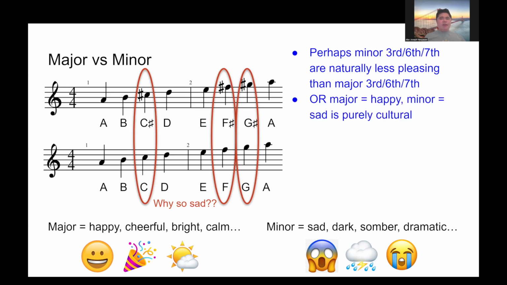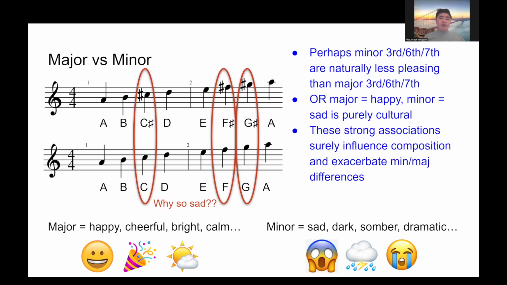What I think is a lot more likely is that these are cultural constructs, because there are other scales in different cultures that have a happy connotation, even though they have striking similarities to the Western minor scale. And of course, these ideas of major being happy and minor being sad are definitely going to influence us when we make compositions. And so therefore, major being happy and minor being sad are just self-fulfilling prophecies.